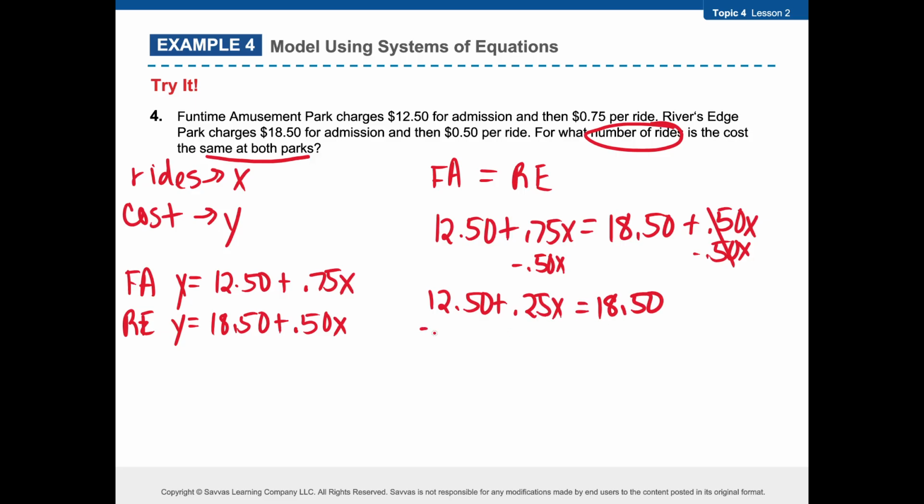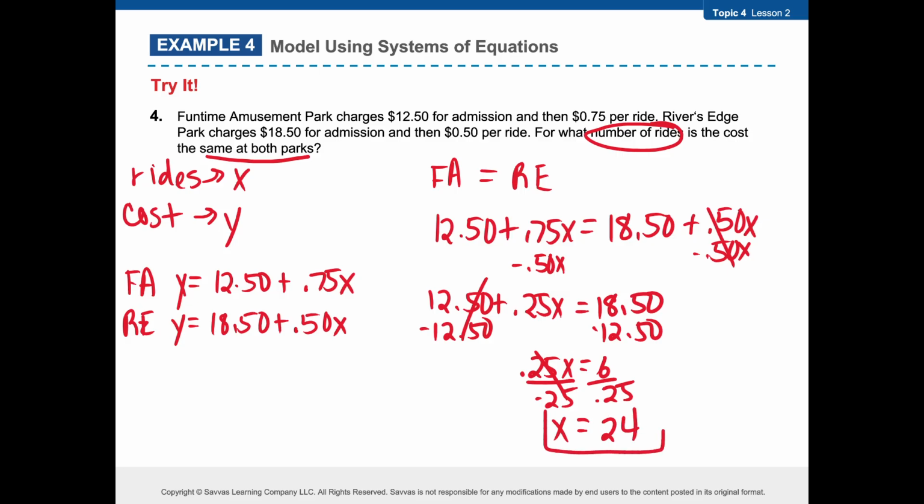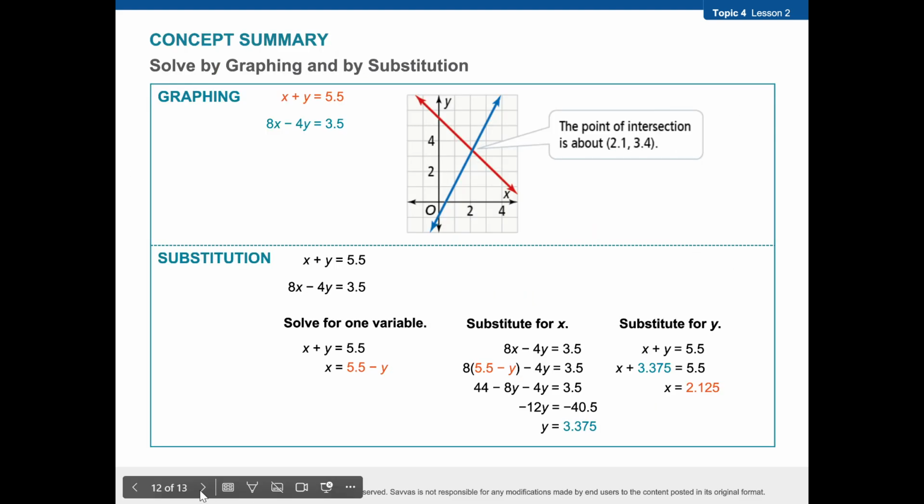0.25x equals 18.50. Subtract 12.50 from both sides. And we get $6. And then $6 divided by 0.25, which is 25 cents, would be 24 rides. So 24 rides would cost the same at both parks.